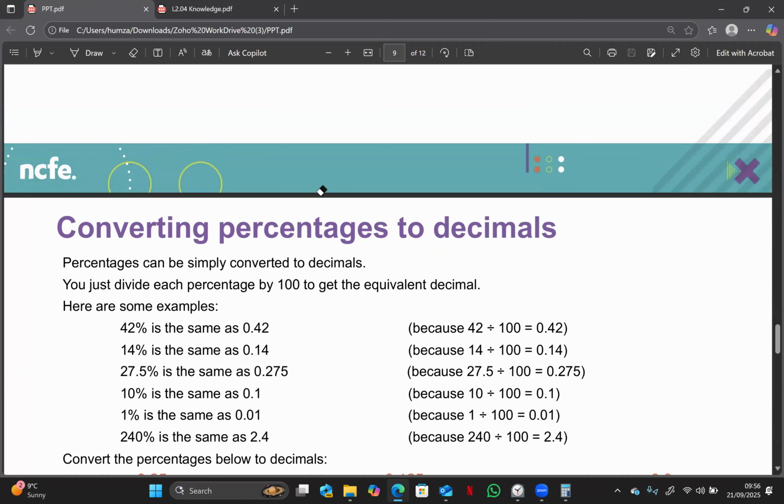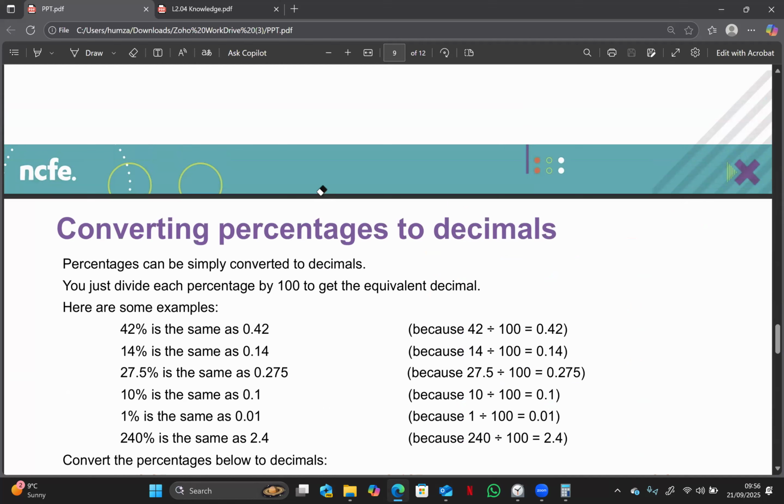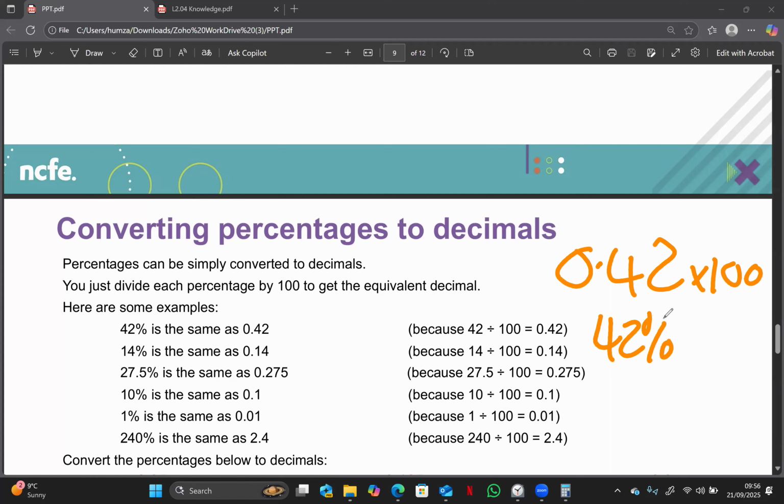Converting percentage into decimal. How do we convert a decimal into a percentage? What did I tell you? Like 0.42, how do we make it a percentage? Times 100. Yes, okay. So if it's 42%, how do we convert that into a decimal now? It's the opposite. Divide by what? 100. Yes, exactly.